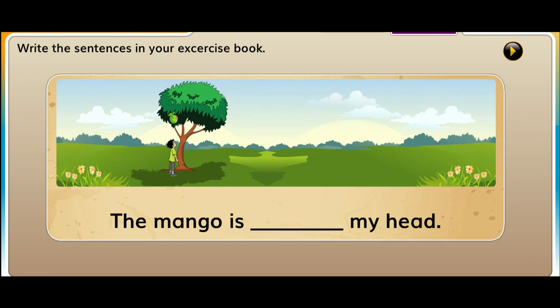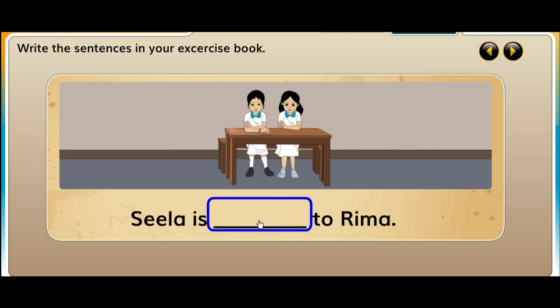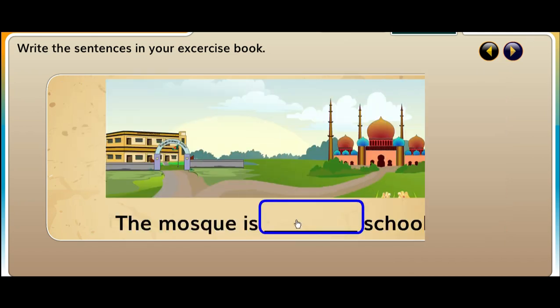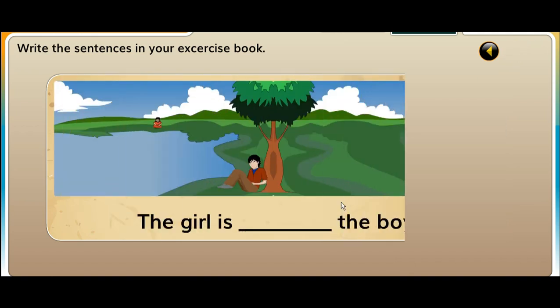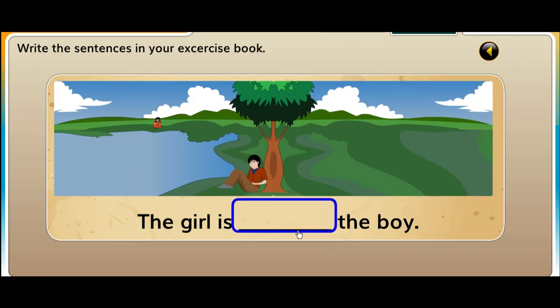Write the sentences in your exercise book. The mango is above my head. Sheila is near to Rima. The mosque is next to school. The girl is far from the boy.